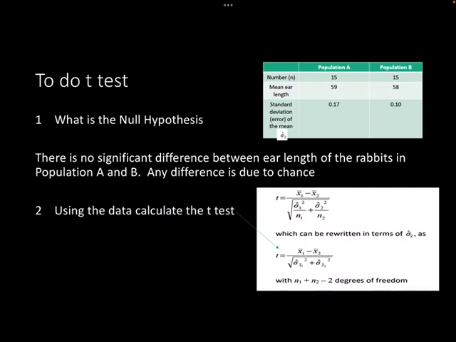So again, using our statistics sheet, we can pick our correct calculation or formula to use. Because we've been given our standard deviation of the mean, we would use the bottom equation. So again, pause, and can you do the calculation? So our t-value is equal to 59 minus 58, the mean from population A take away the mean from population B, divided by the square root of 0.17 squared plus 0.10 squared, which were your standard deviation of the mean values, and that gives us 1.92.